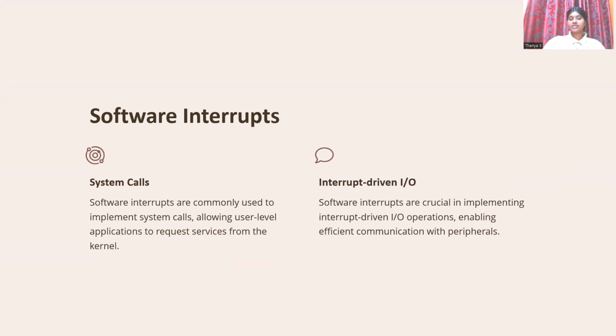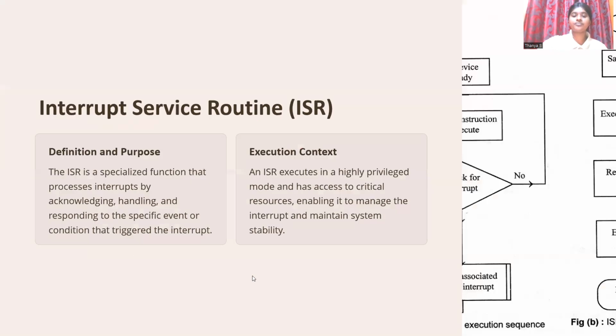Next is software interrupts. System calls: software interrupts are commonly used to implement system calls, allowing user level applications to request services from the kernel. Then, interrupt driven input output devices: software interrupts are crucial in implementing interrupt driven input output operations, enabling efficient communication with peripherals.